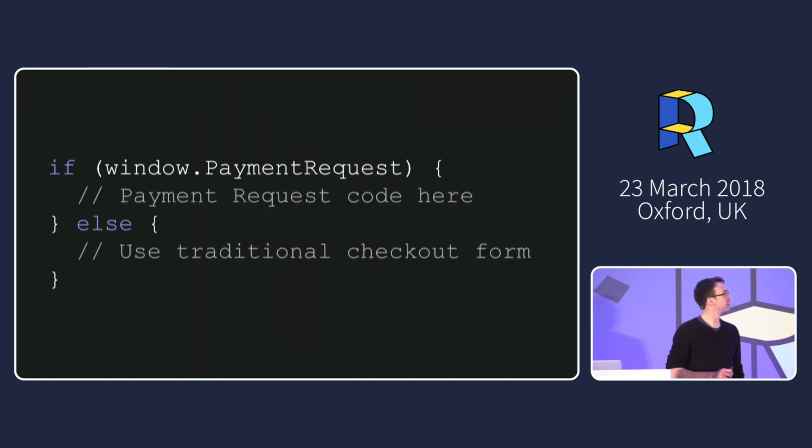So how do we use this? Well, first, it's important, as usual, to use progressive enhancement. So we can check if the Payment Request API is supported in this browser, and if so, proceed. Otherwise, we can fall back to our legacy checkout form.